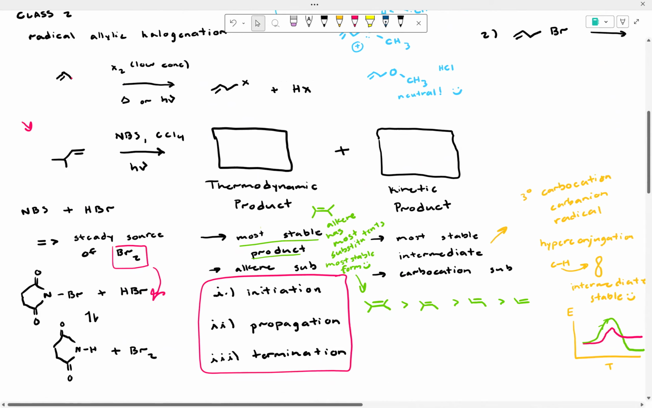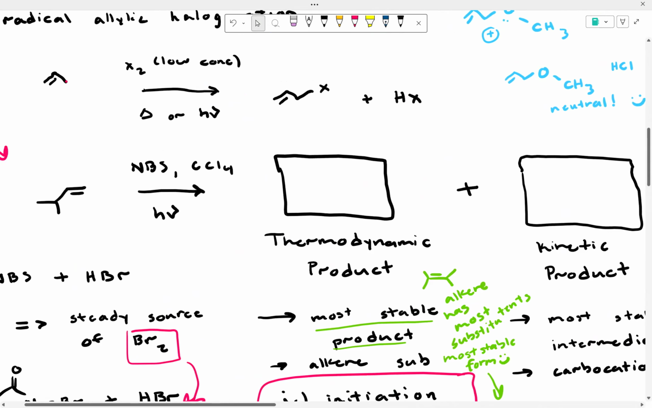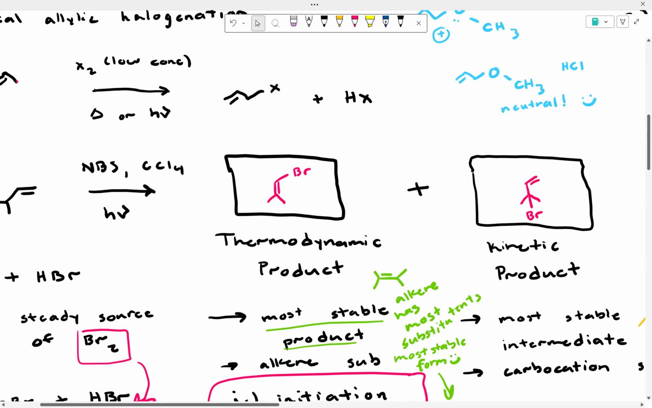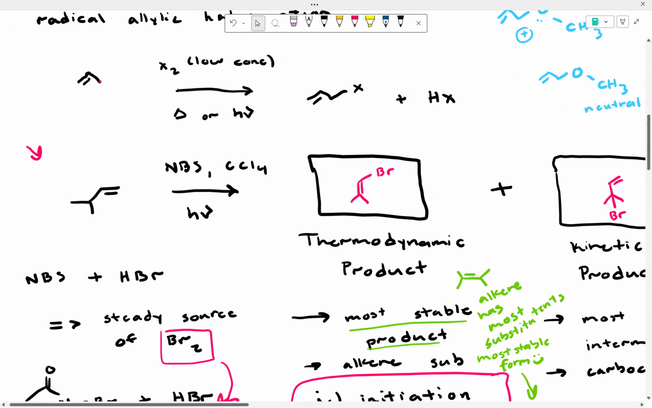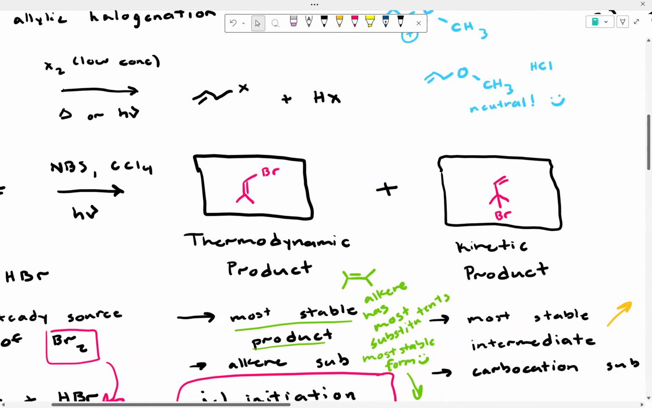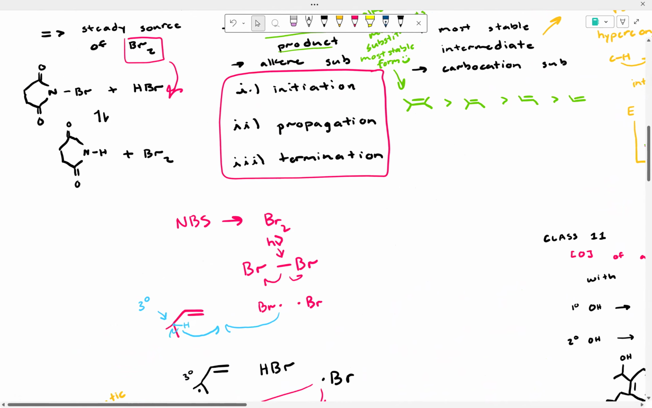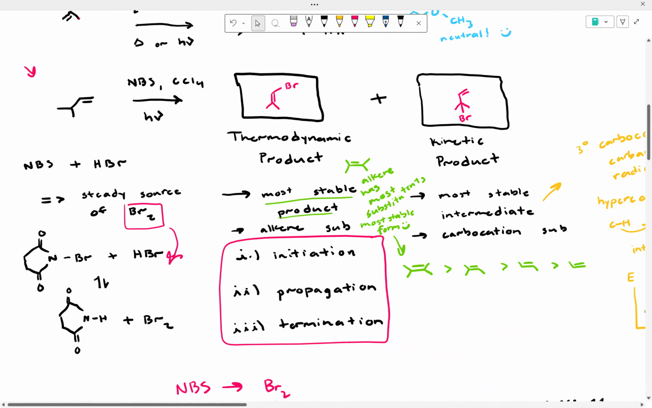So our answer for the thermodynamic product will be the one where our pi bond has moved down so that it will be the most substituted alkene. And our kinetic product is the one where we see our bromine added to the tertiary allylic carbon. And that is what we got down here.